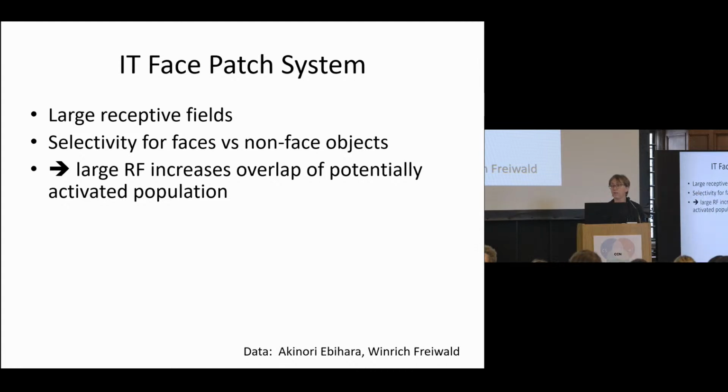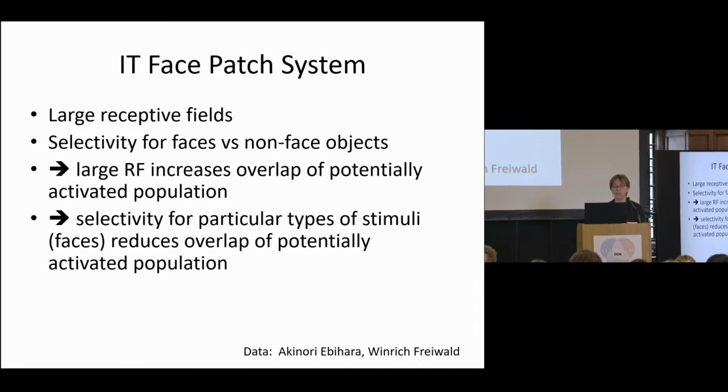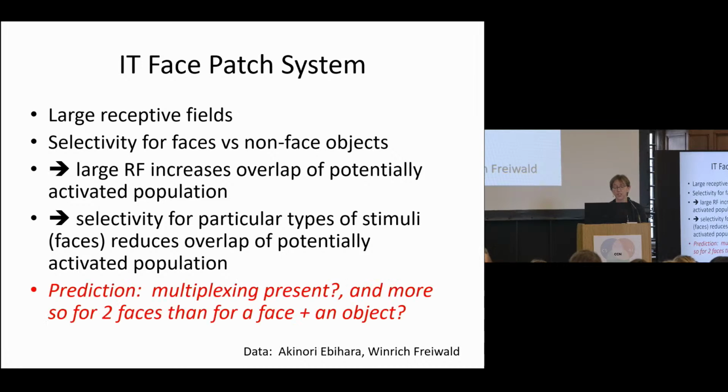The large receptive fields will increase the overlap of the population of neurons that can potentially be activated by each presented stimulus, but the selectivity for particular types of stimuli, such as faces, can, when the other stimulus is not a face, reduce the overlap of the potentially activated population. So the prediction then is that maybe we will see evidence for multiplexing, and I'm going to describe exactly what I mean by that in a moment, and that we might see this more for two faces than for a face paired with an object that is not a face.